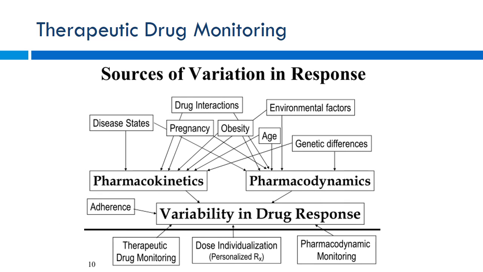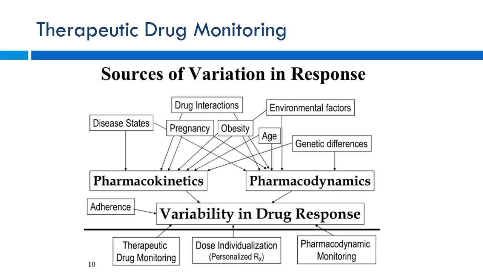So what are some sources of variation in response for some of these patients? Certainly things like drug interactions, other disease states, and genetic differences for sure. You see how all of these factors play a role in pharmacokinetics and pharmacodynamics, and certainly that's going to lead to a lot of variability in the actual drug response. So one thing we can do is therapeutic drug monitoring, to adjust the dose as best we can based on the patient's levels.